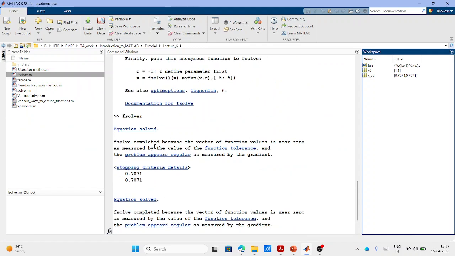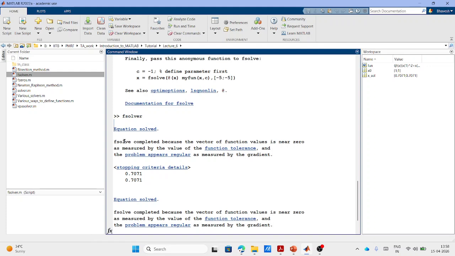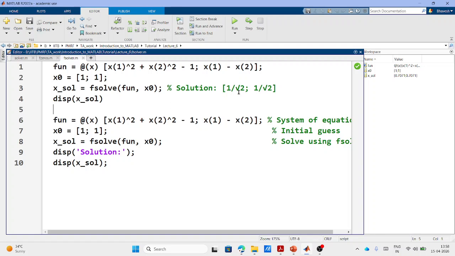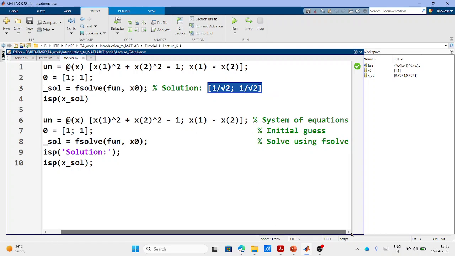can you see, the equation is solved, and it prints that fsolve completed because the vector of function values is near 0 as measured by the value of the function tolerance, and then the stopping criteria are given. So this is your solution, okay? So 0.7071, 0.7071, okay? This is basically 1 upon root 2. And if you put it here, it will satisfy both the equations, okay? Then again you will have a second example where you have two equations. I think it's the same equation, solved using fsolve.